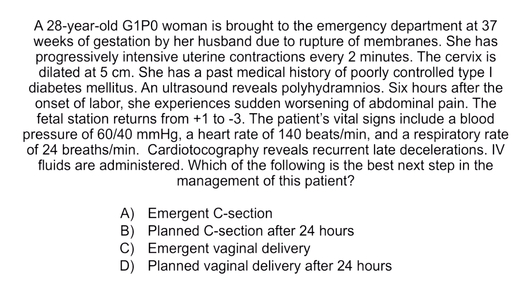All right, this patient is clearly in labor. She was diagnosed with polyhydramnios, likely due to her poorly controlled type 1 diabetes mellitus. 6 hours after the onset of labor, she experiences sudden worsening of abdominal pain, and the fetal station returns from +1 to -3. Additionally, she is hemodynamically unstable, and the fetus is experiencing hypoxia as evidenced by recurrent late decelerations. All of these findings are consistent with the diagnosis of uterine rupture.